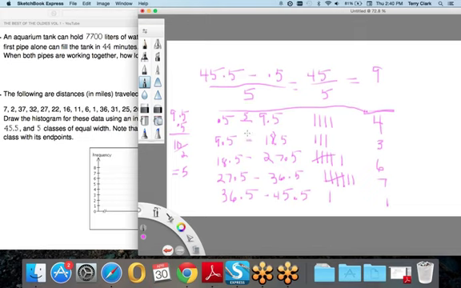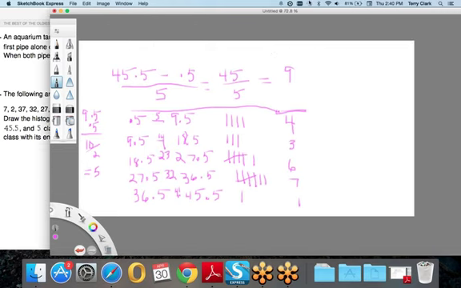So the next one will be 14 here. Then we would have 23. Then we would have 32. And then finally we would have 41. Okay, so everything has a difference of 9. All right, but they didn't ask us to do that. They asked us to use the endpoints.